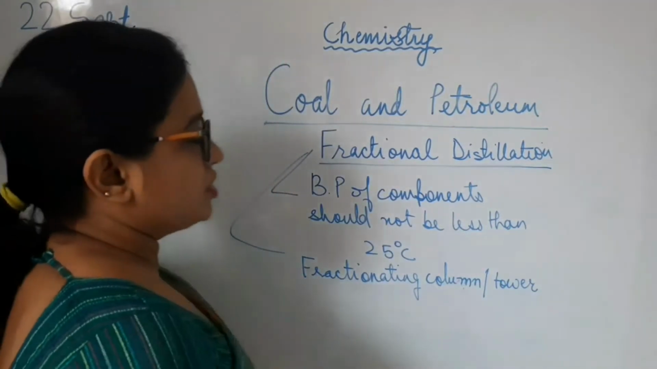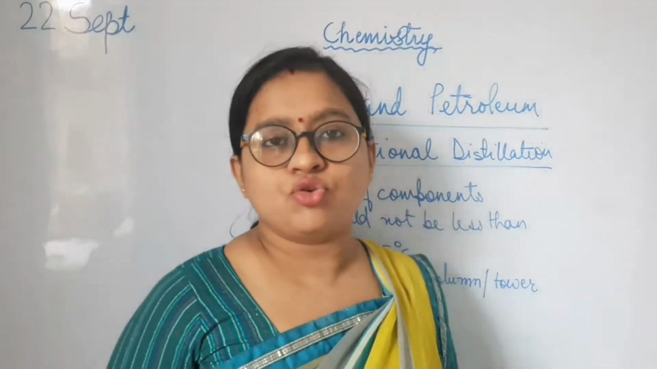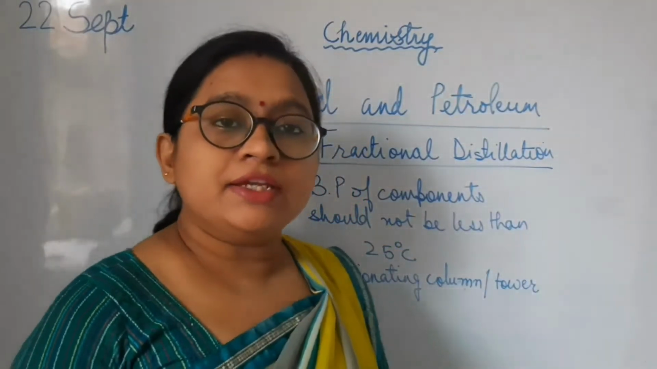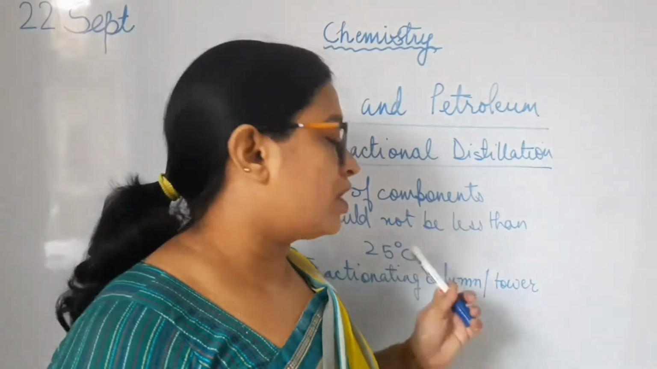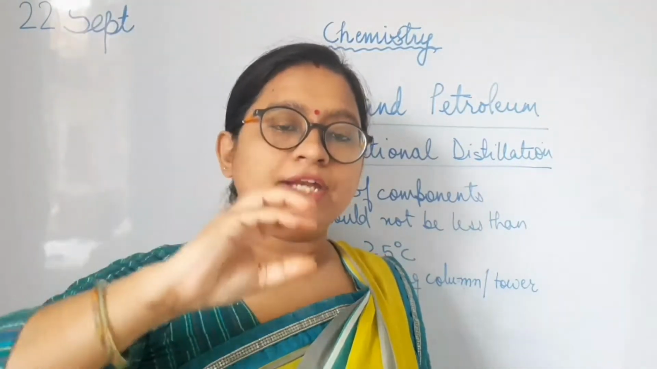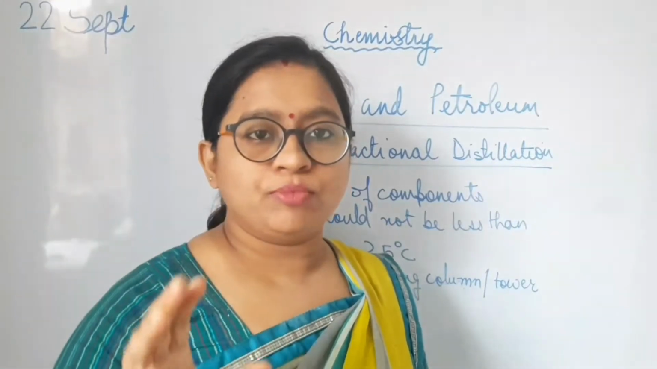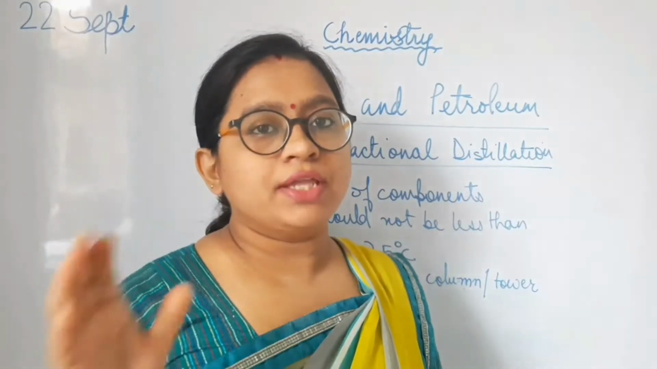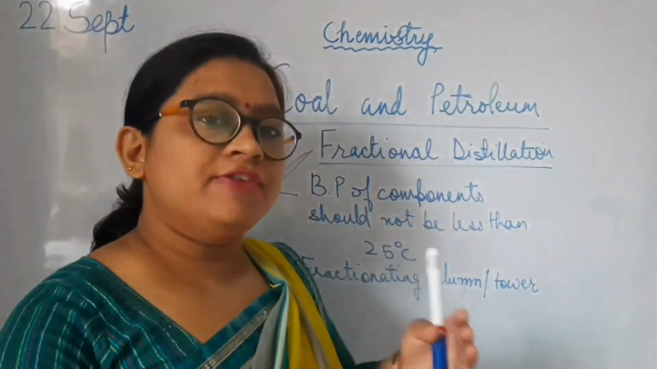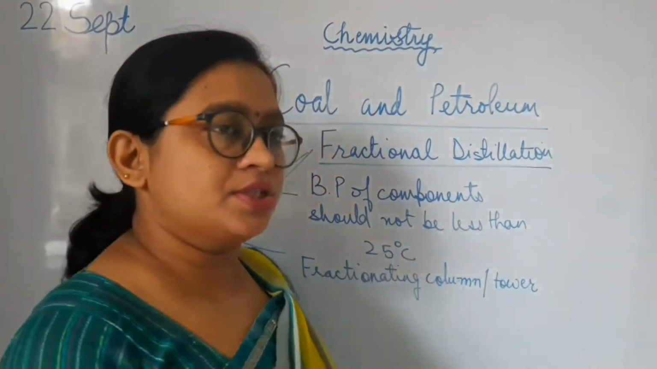Why is it done in a fractionating column or tower and why is it not done in a simple apparatus? Because there are various components and in this tower fractions are made. So these components get into the fractions according to the boiling point, get cooled down and then they are separated according to the temperature. So we get different components through fractional distillation.